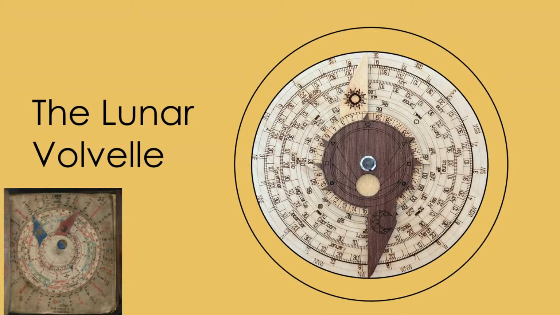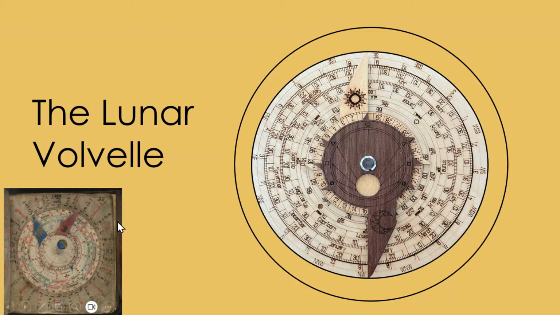So the lunar volvel is tracking the moon for us, where we can't actually do that on the astrolabe. So you've probably seen this before, as I have mentioned it a few times in the past. But this lunar volvel has actually been found in a lot of ancient books.